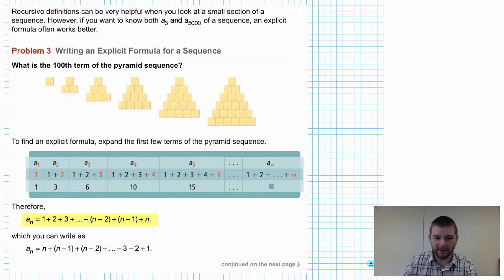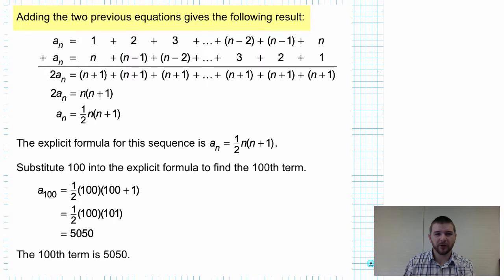So it will be the sum of all of those, which we can rewrite in this order. It can be n plus n minus 1 plus n minus 2 plus, and the pattern continues until we get to plus 3 plus 2 plus 1. 1, of course, being our first value, or our a sub 1 value, in this sequence. Adding the two previous equations gives us the following result.